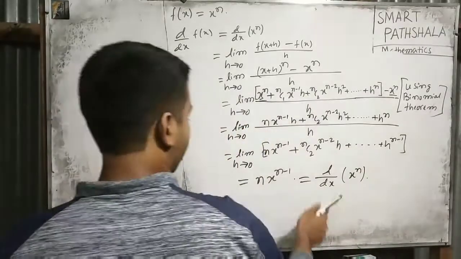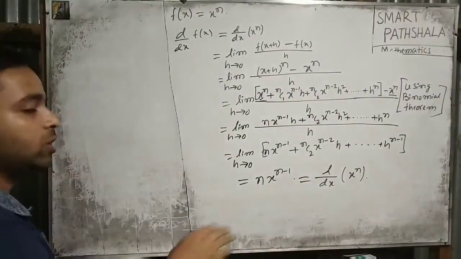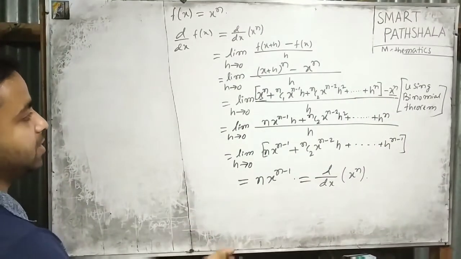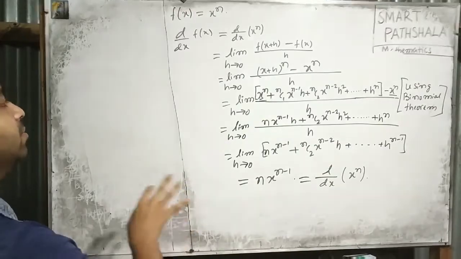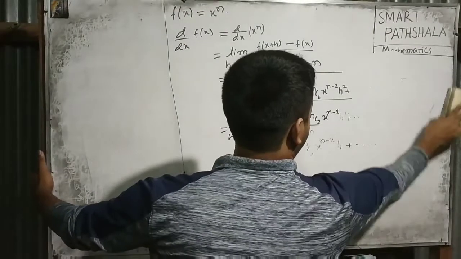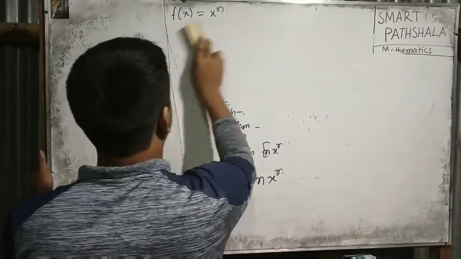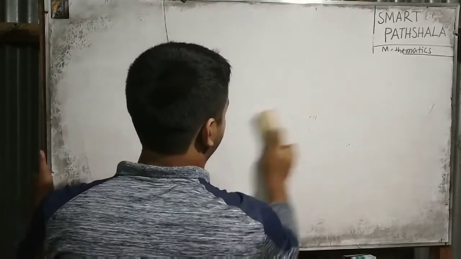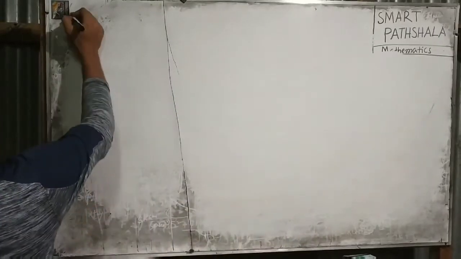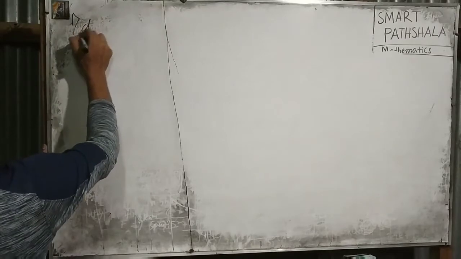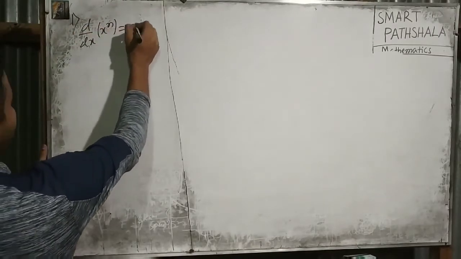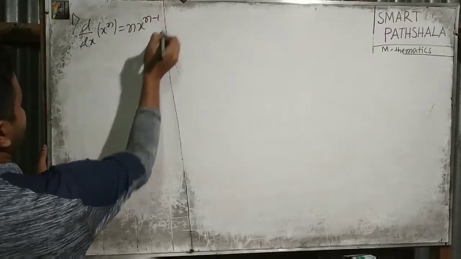So you must note down this formula, because we need this formula in various cases, in differentiating many of the polynomial functions. The one formula we got is d/dx of x to the power n is equal to n x to the power n minus 1.